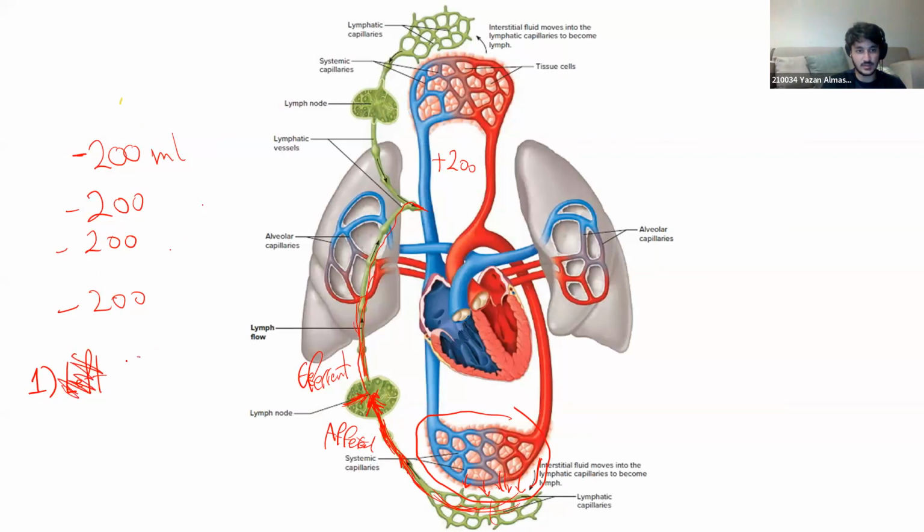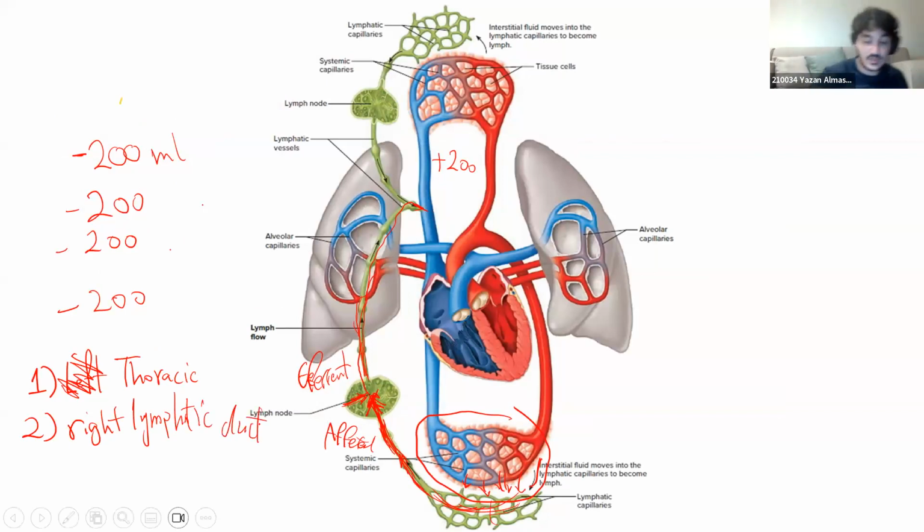We have the thoracic duct, and we have the right lymphatic duct. Why are these two important? These two are important because they take all the lymphatic fluid from the body and put it back here. These are the ones that collect from the whole body. Remember these two. It's important: thoracic duct and the right lymphatic duct.